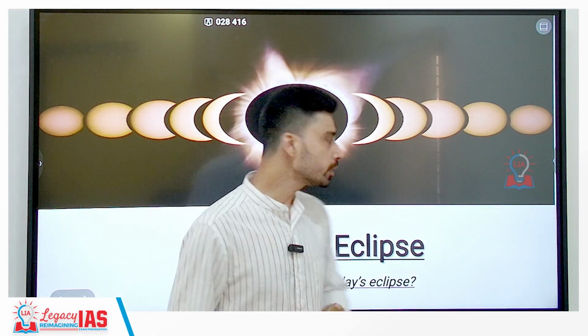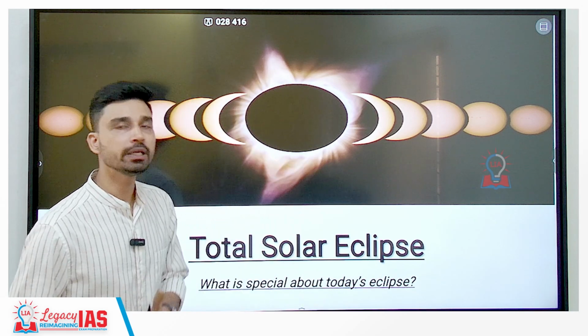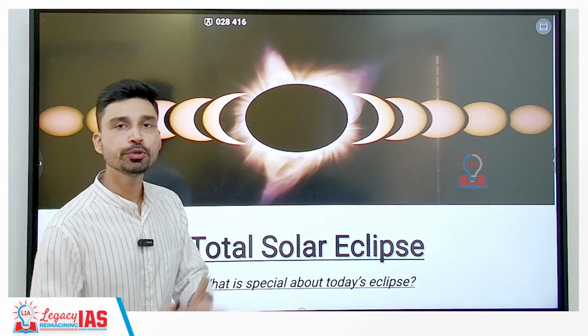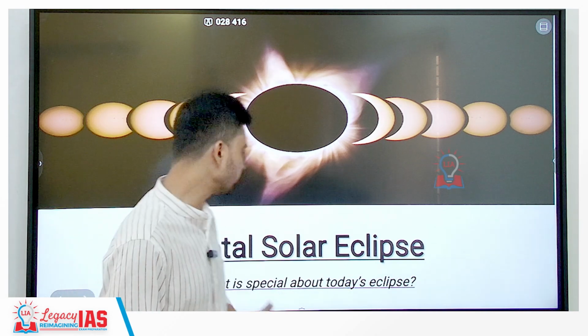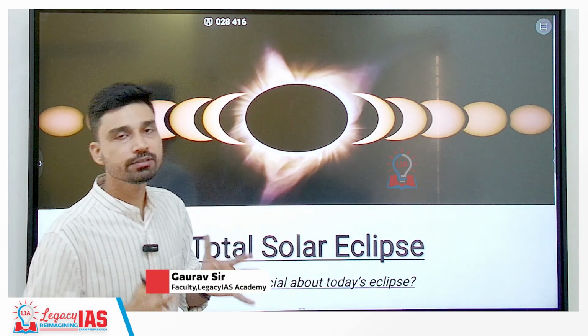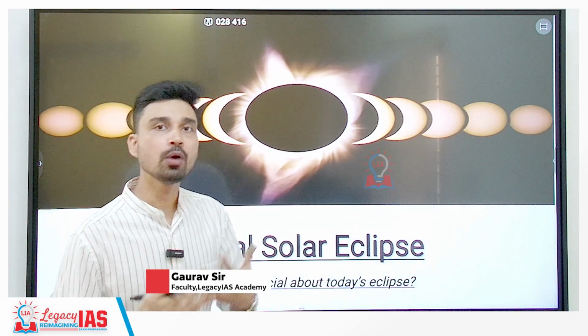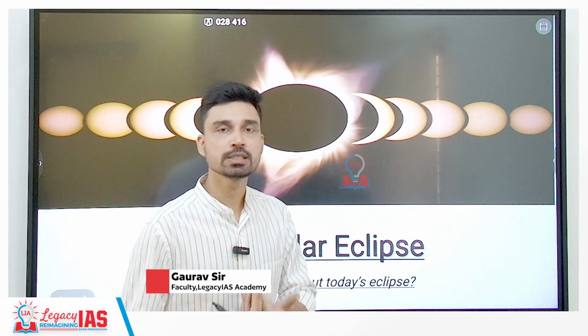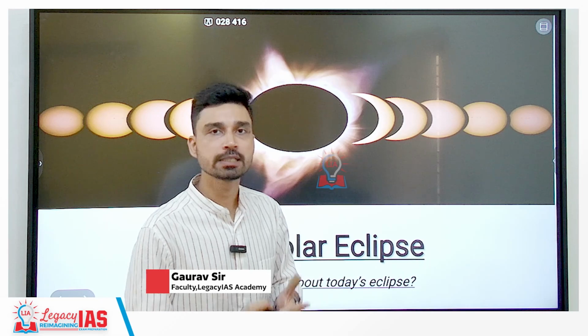In today's video, we are going to discuss a total solar eclipse phenomenon that is going to be observed today, that is, on 8th of April. So what is special about today's eclipse and what are the different types of solar eclipses? How do these celestial phenomena occur? That is what we are going to discuss in great detail.